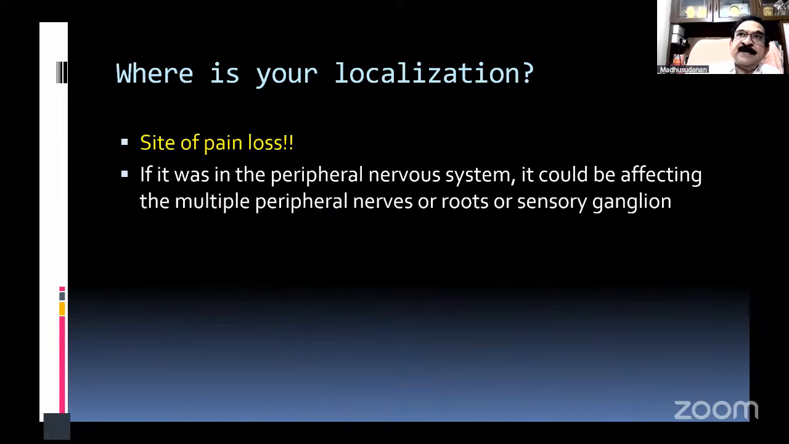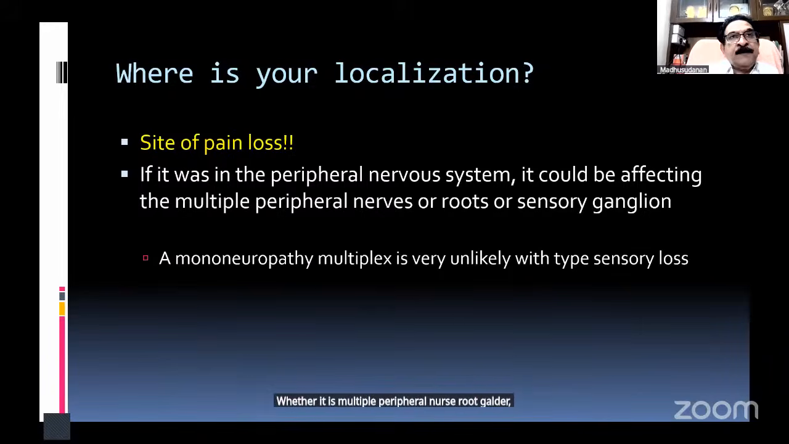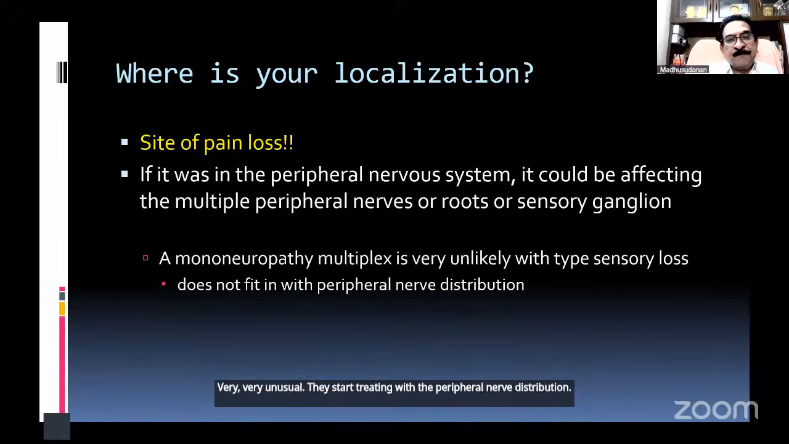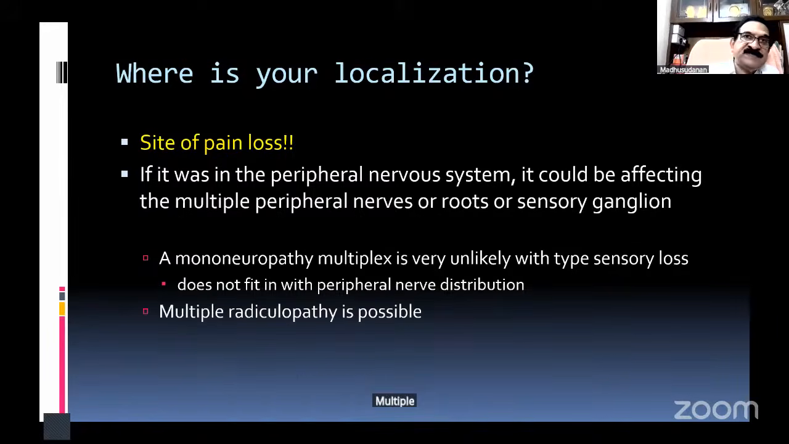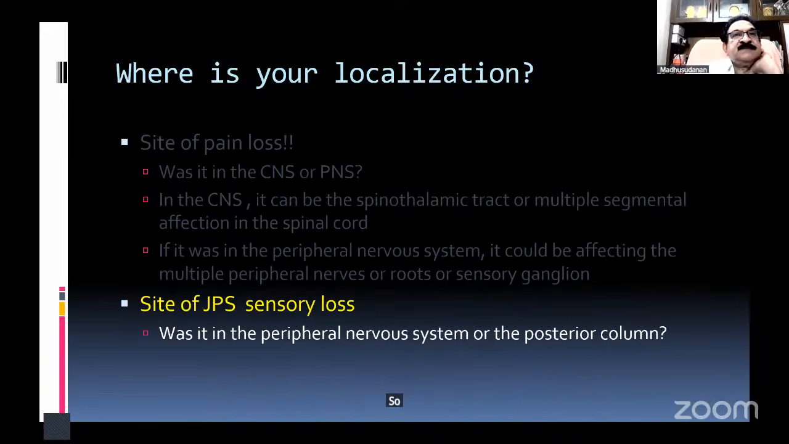Now, that is regarding the CNS involvement producing sensory loss. If the PNS is the culprit, whether it is multiple peripheral nerves, roots, or ganglia: a mononeuritis multiplex is very, very unlikely because of the type of sensory loss, like saddle anesthesia in the perineal area. Very, very unusual. It's not fitting with the peripheral nerve distribution. Multiple radiculopathy is definitely possible. Or, as you said, a ganglion neuronopathy can affect any part of the body. That's a possibility. So that is regarding the pain loss.